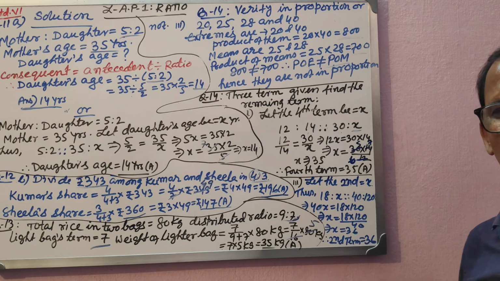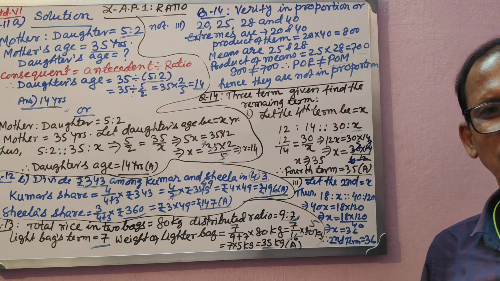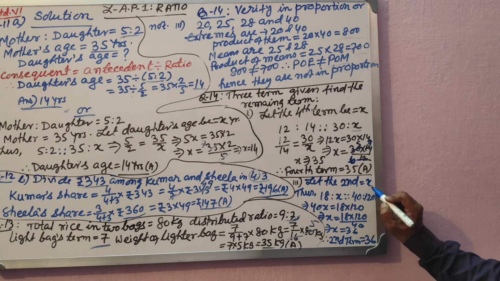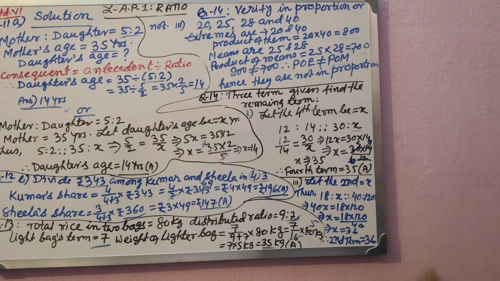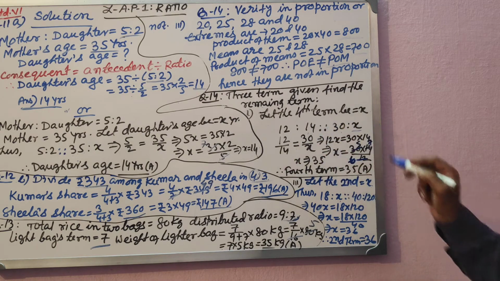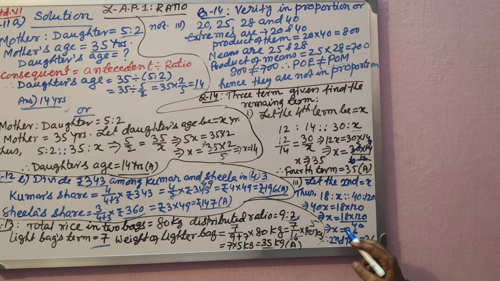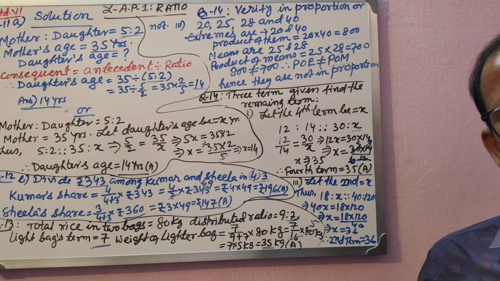Similarly, the third one I have taken. Third one, second term is missing. So in place of second term, let the second term be x. Write down x. So 18 is to x, proportional to 40 is to 120. Now in this one I framed the 2 ratios into fractions and did it. This one I will do with the product of the means is equal to product of the extremes.